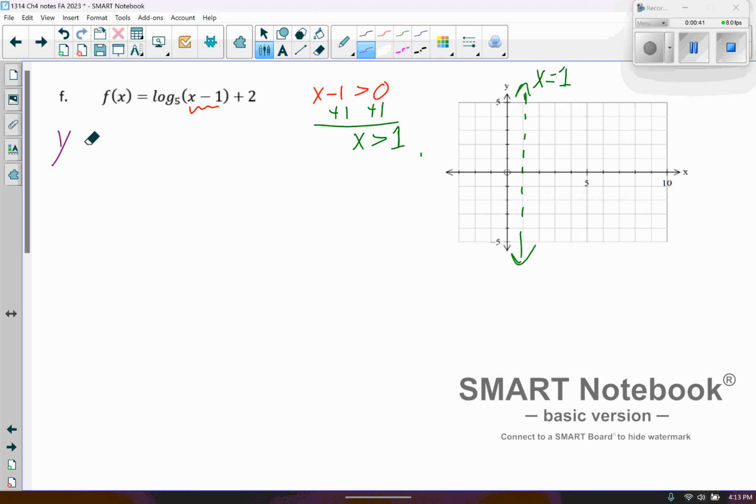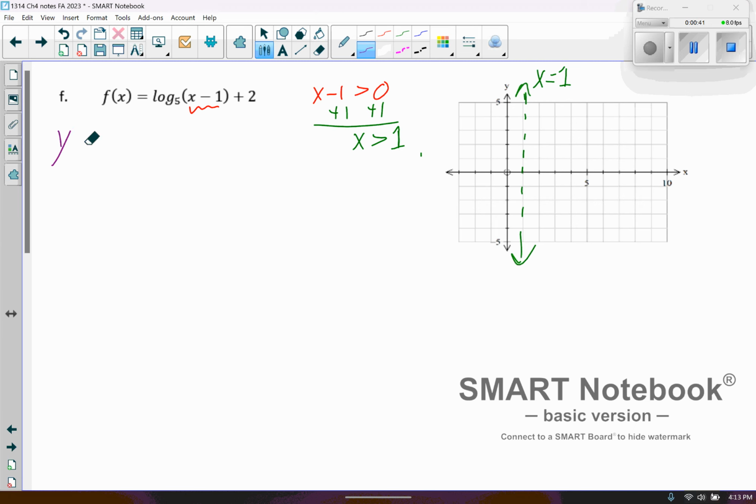Now, in order to transform this into exponent form, I'm going to have to isolate the logarithm. So I'm going to subtract 2 from both sides. And now I'm ready to convert this into exponent form. And so I'm going to have a base 5 raised to a power of y minus 2, which is then equal to x minus 1.